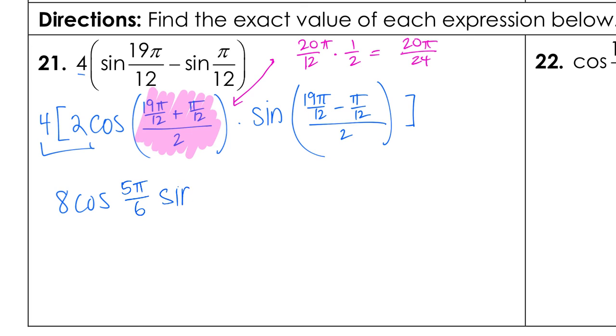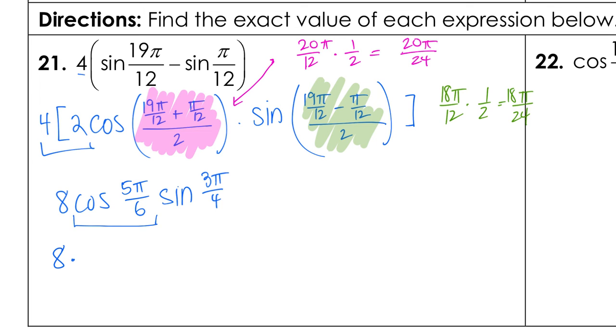Now we're going to do the same thing for the other set of parentheses here. 19 minus 1 would give us 18 pi over 12, but we're going to multiply by a half, which is us 18 pi over 24. And when you simplify that down as much as you can, that becomes 3 pi over 4. Okay, so each of those has its own exact value.